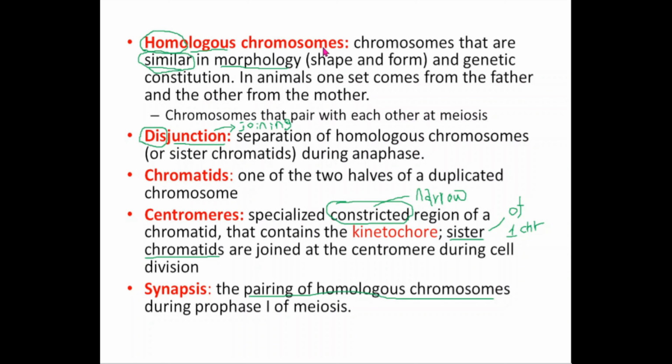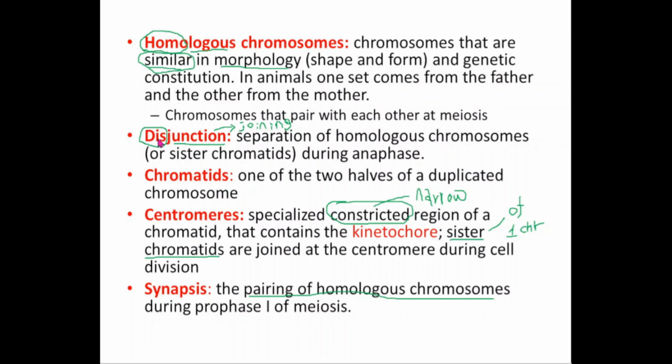Homologous chromosomes. Homo means the same or similar. Therefore, homologous chromosomes are similar in morphology or shape and form and genetic constitution. In animals, one set comes from the father and the other from the mother. Homologous chromosomes are chromosomes that pair with each other at meiosis.